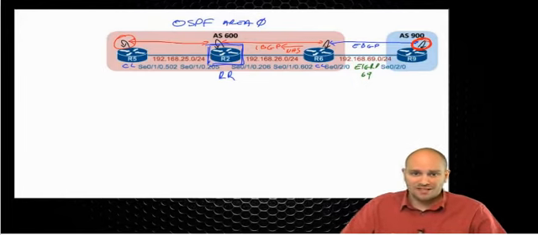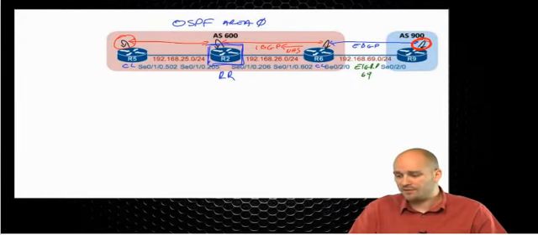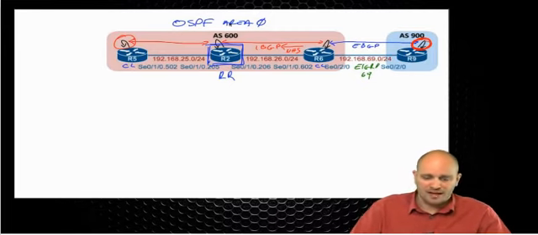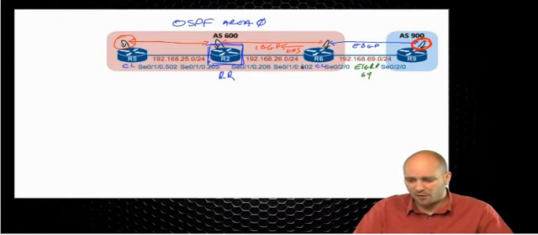Another way that we can scale the peering in our autonomous systems is to use something called confederations. Now, to explore that, I'm going to again expand our network a little bit. So let me create a copy of this.